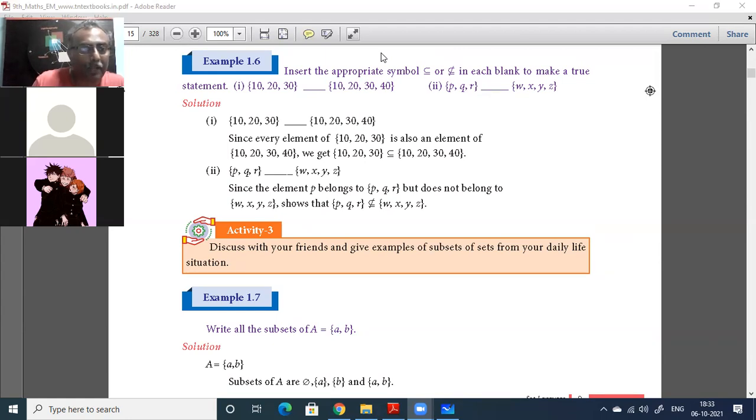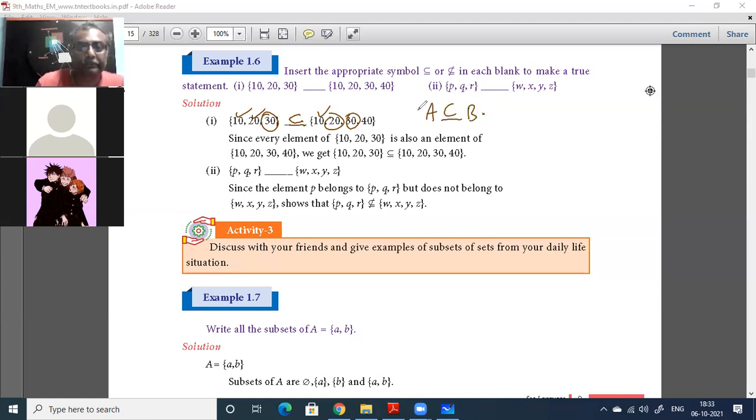Arpana, are you speaking? Okay, tell me what. The first one is a subset, uncle, because 10, 20, and 30 are present in the B subset. Yes, 10 is present here, 20 is there, 30 is there. Every element in A is present in B. So therefore A is a subset of B.